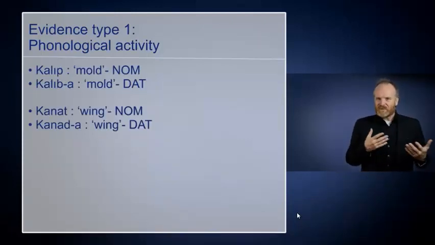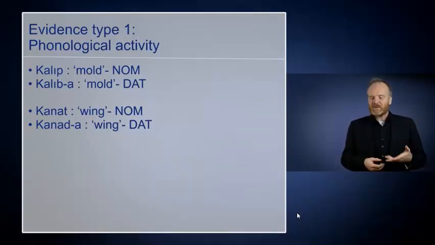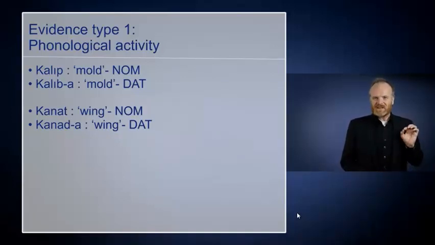What you see here is various words in two different cases. A nominative, that's the nom, and a dative, that's the dat case. You see that this dat case has an ending, an a. But you also see that something changes in the last consonant of the stem. For instance, in kalip or kaliba, in kanit or kanada. There's a T versus a D, or a P versus a B.